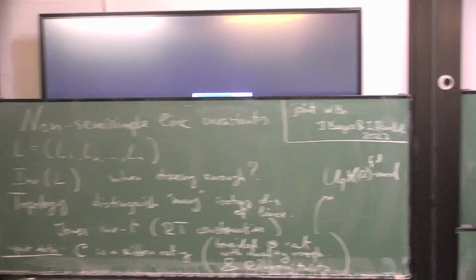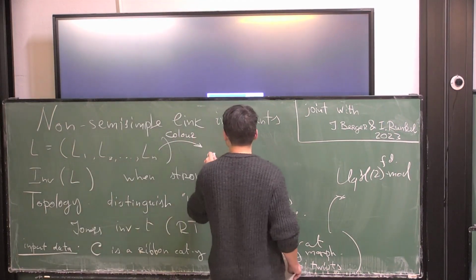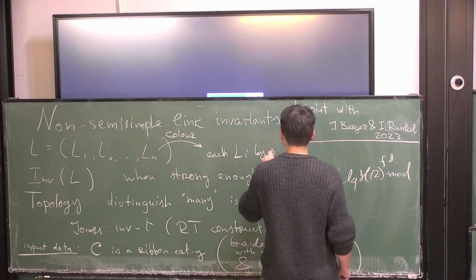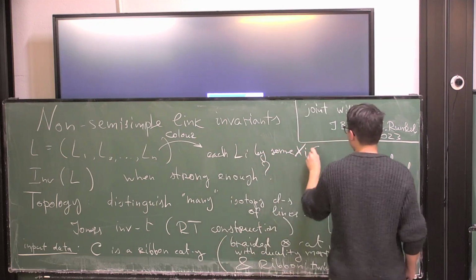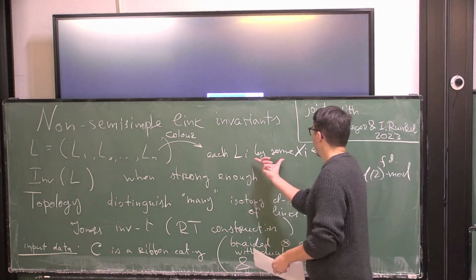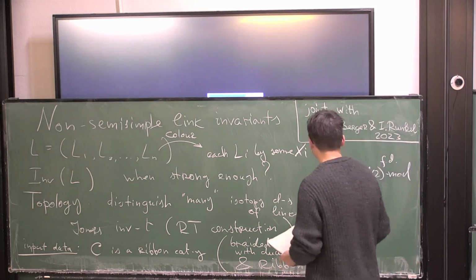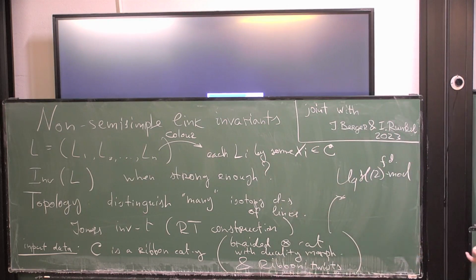And so the idea is that we take a link and we color each component. So it will be a colored link. We color each link component Li by some object Xi in the category C. And then the Reshetikhin-Turaev construction, or more generally the Reshetikhin-Turaev functor, gives you a prescription how to associate to this data an isotopy invariant of a framed link. In particular, for Jones, each link component I color by the fundamental representation of quantum SL2. We can color by higher weight representations of quantum SL2. It will be what's known as the colored Jones polynomial.